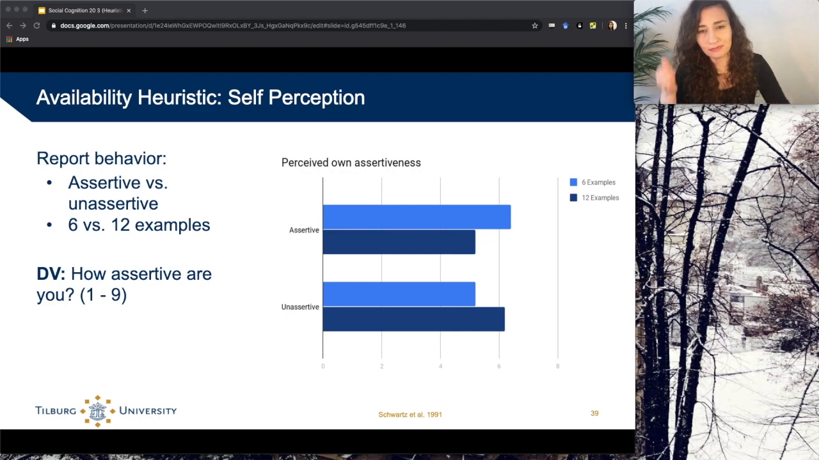And that must mean, because it's less available to me, that I'm not such an assertive person. And again, the flip side: we can make the same argument for the unassertive examples. If you ask me to produce 6 examples of where I behaved in an unassertive way, well, I can very quickly and easily do that. While producing 12 examples of me behaving unassertively is kind of more difficult to do. And it's going to make me feel less like I am unassertive, so more assertive overall.